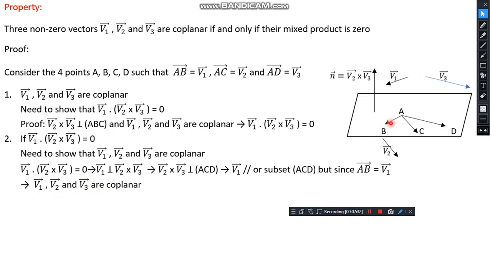Okay, so that's why from now on, if you want to prove that three vectors or 4 points are coplanar, we need to show only that the mixed product is equal to zero.